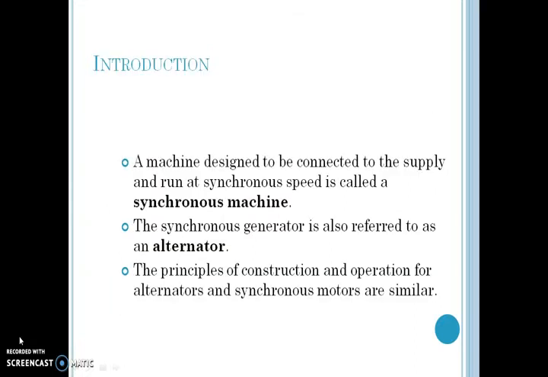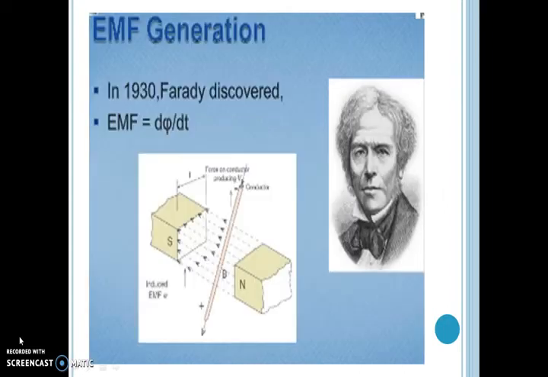These machines, that is synchronous machines, are designed to be connected to the supply and run at synchronous speed, that is constant speed. That's why they are known as synchronous machines. Then the synchronous generator is also referred to as alternator, and it is also known as AC generator. The principle of construction and operation for alternators and synchronous motors are almost similar.